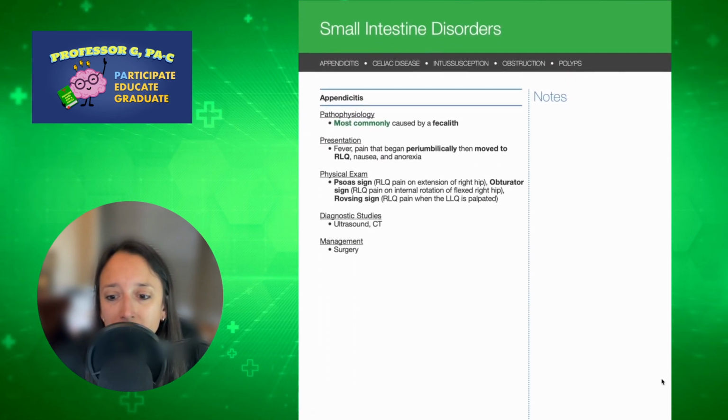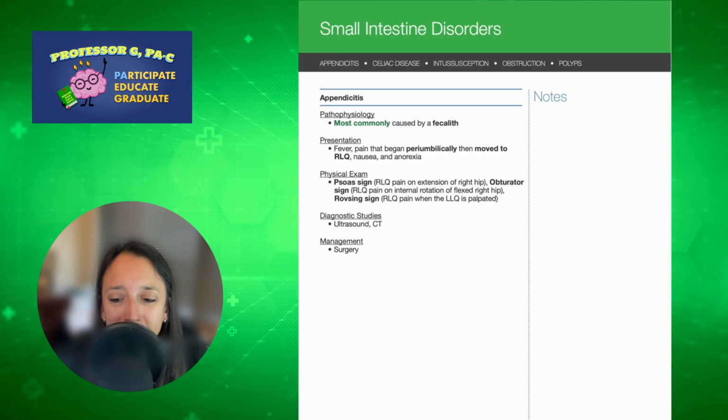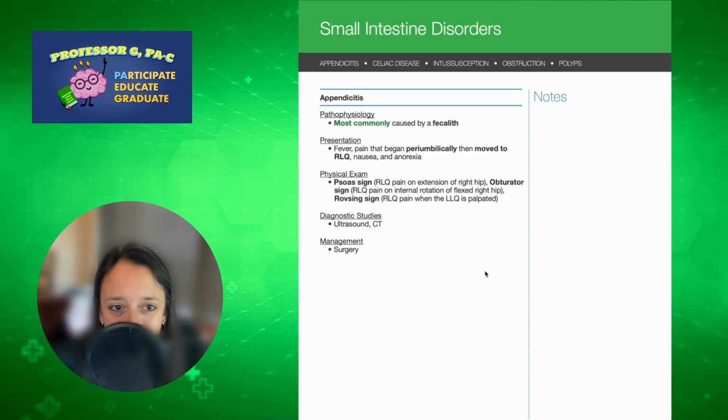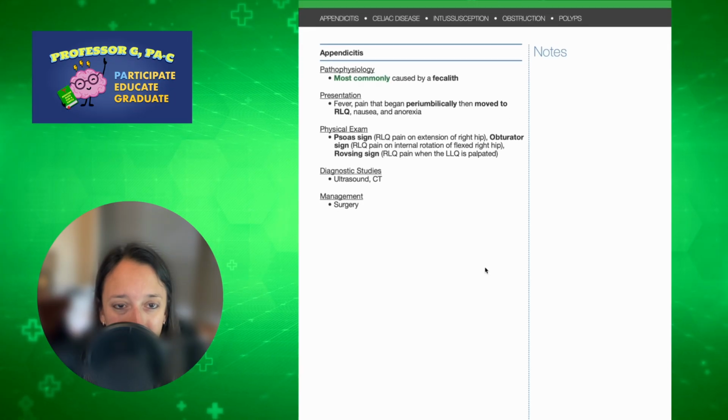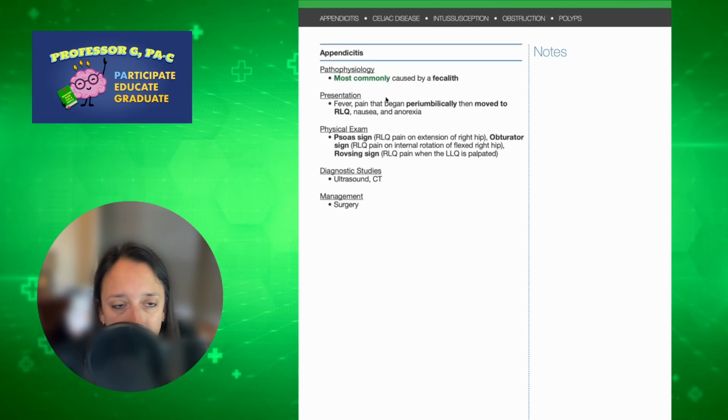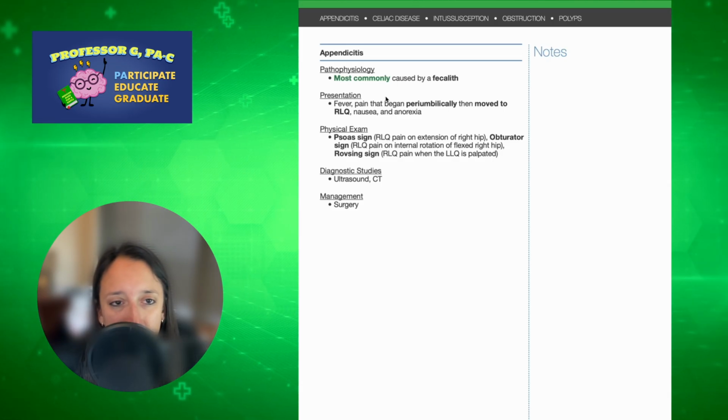Small intestine. Looks like we're getting towards the end. My little bubble here is towards the bottom, so bear with me. Small intestine disorders, appendicitis. Most commonly it's caused by a fecalith that blocks the appendix and causes inflammation of the appendix. Appendicitis we see most often in kiddos and teens, early 20s, males more than females.